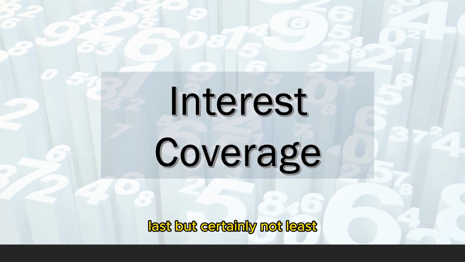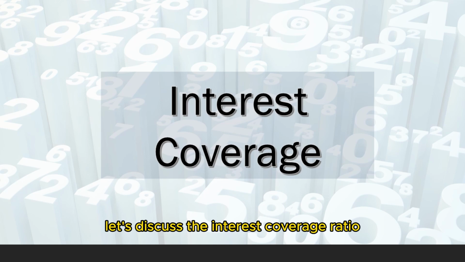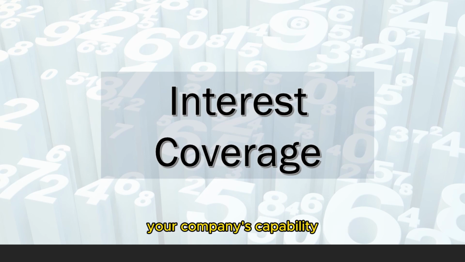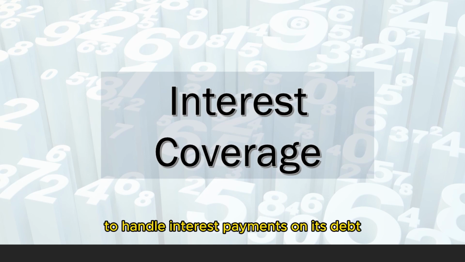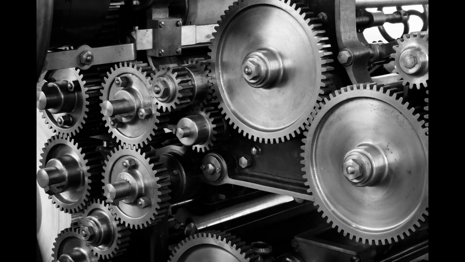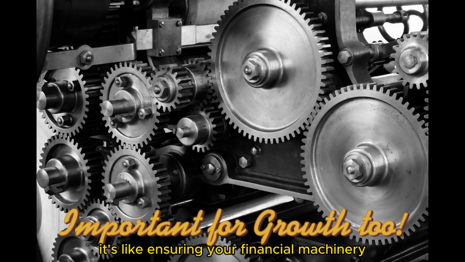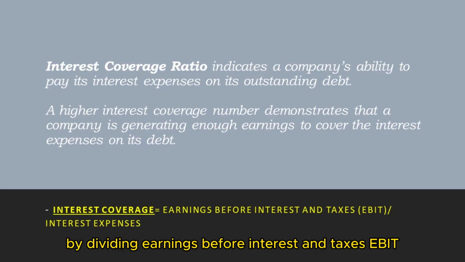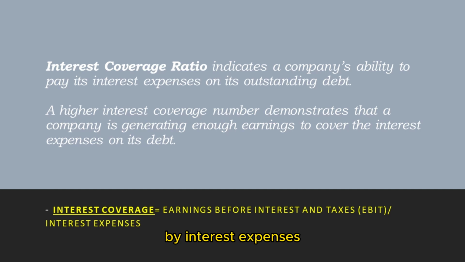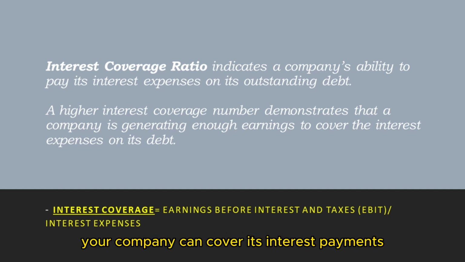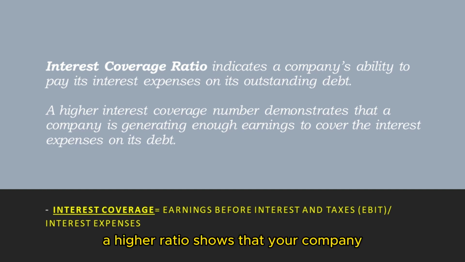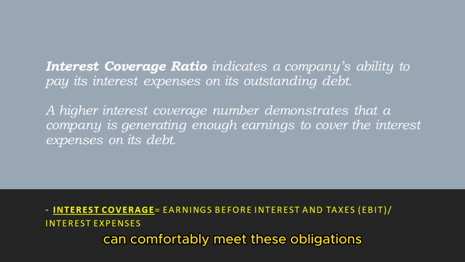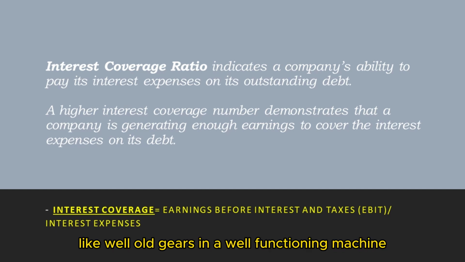Last but certainly not least, let's discuss the interest coverage ratio, your company's capability to handle interest payments on its debt. It's like ensuring your financial machinery runs smoothly. By dividing earnings before interest and taxes, EBIT, by interest expenses, you'll get the number of times your company can cover its interest payments. A higher ratio shows that your company can comfortably meet these obligations, like well-oiled gears in a well-functioning machine.